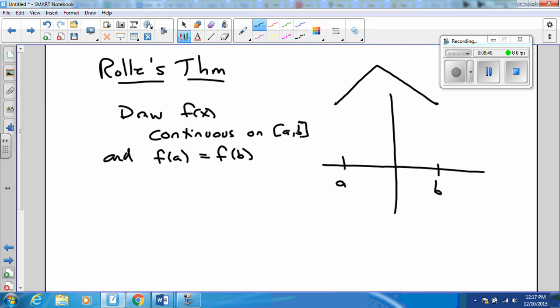That's not continuous. Yes, it is. Oh, never mind. Sorry, it's not differentiable, but it's continuous. What does differentiable mean again? It means that the derivative exists at every single point in the interval.